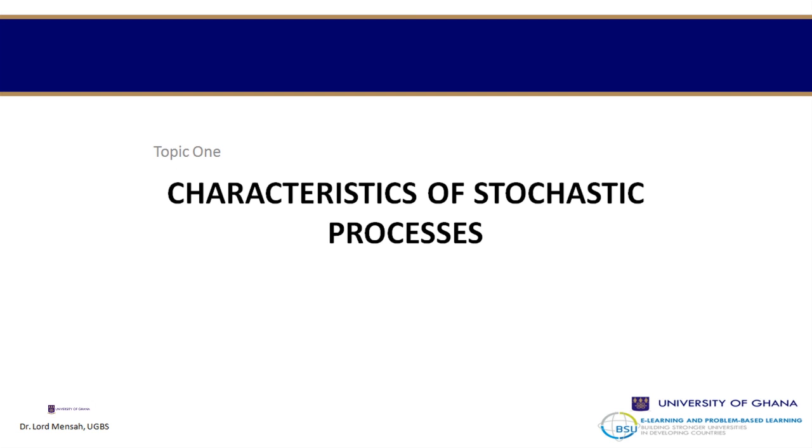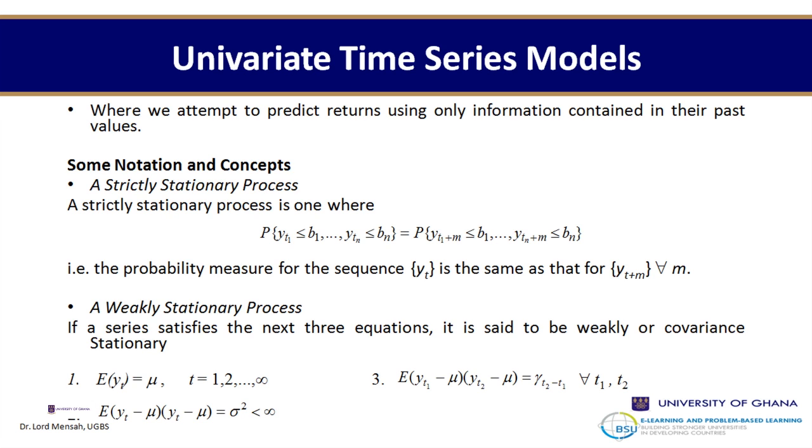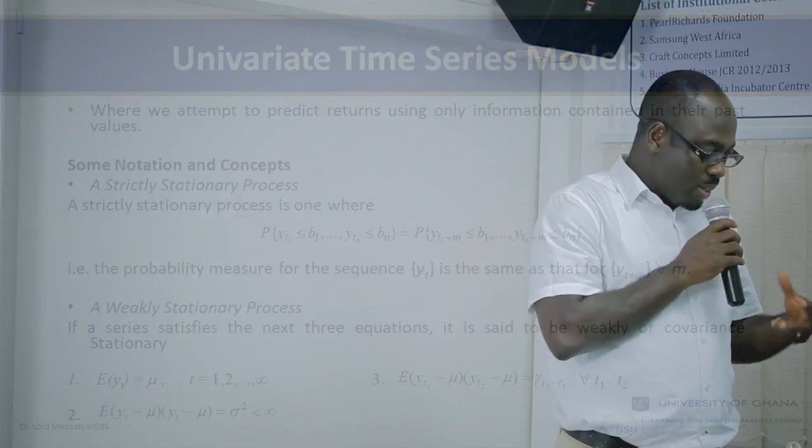Characteristics of stochastic processes, where we attempt to predict. So we talk about univariate time series models. Here we attempt to predict returns. We talk about returns of an asset using only information contained in their past values. Now, there are some concepts that we need to accept under this. Fine, some notations and concepts like the strictly stationary process. What is the criteria for a strictly stationary process?